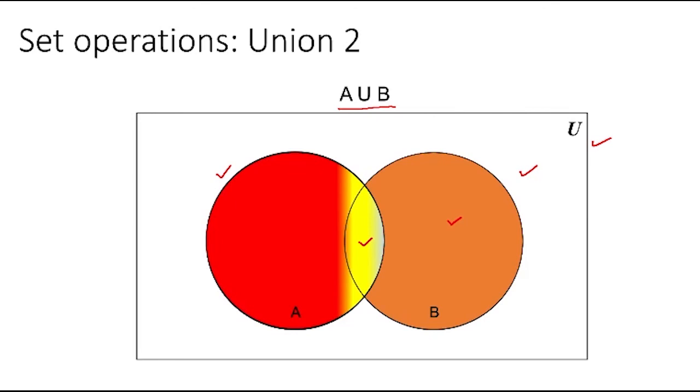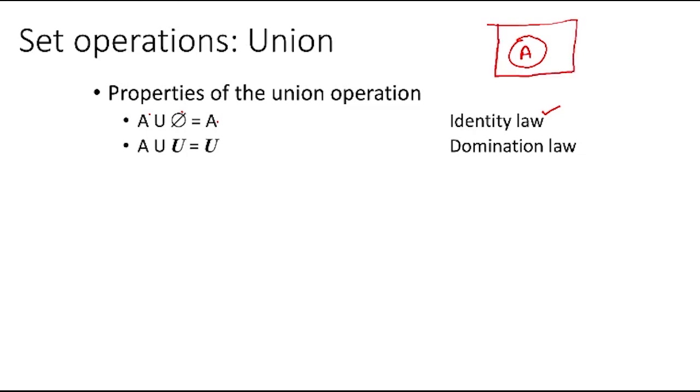So a few operations and properties are there for this operation. Let's start with A union null set. Phi is the null set. Again we get A, because you are adding A with the null set. This is known as the identity law. If I'm adding A with the complete universal set, altogether you are getting U only. This is known as the domination law.